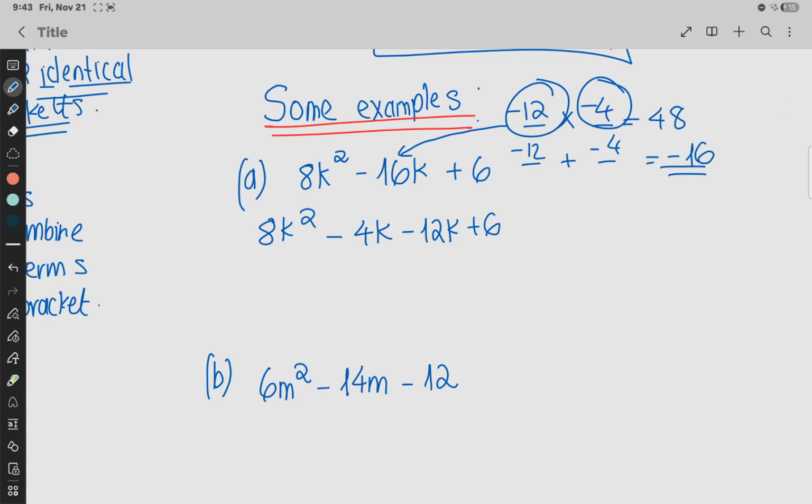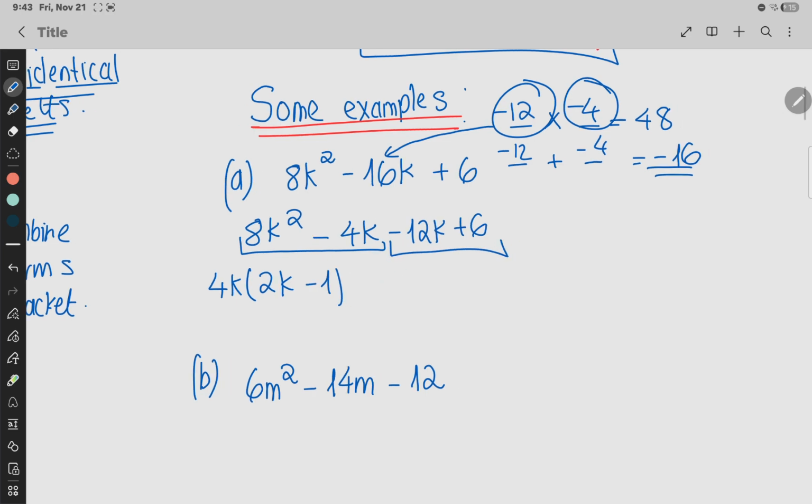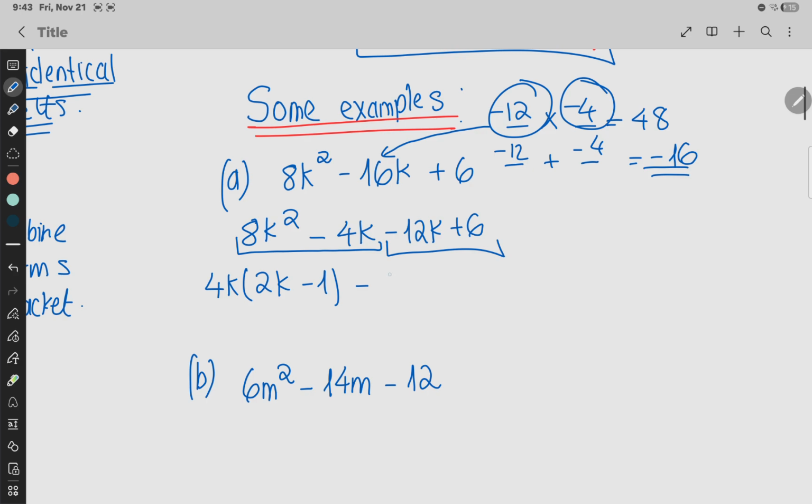Now we have four terms. To group, for the first two terms we can factor out 4k, which gives us 2k minus 1. And for the second pair, we can factor out negative 6, which gives us 2k minus 1. We have two identical brackets here, so we combine them into one, and then the rest we make into another bracket.